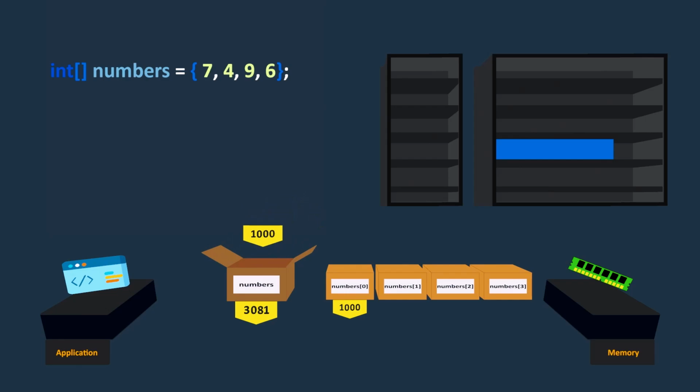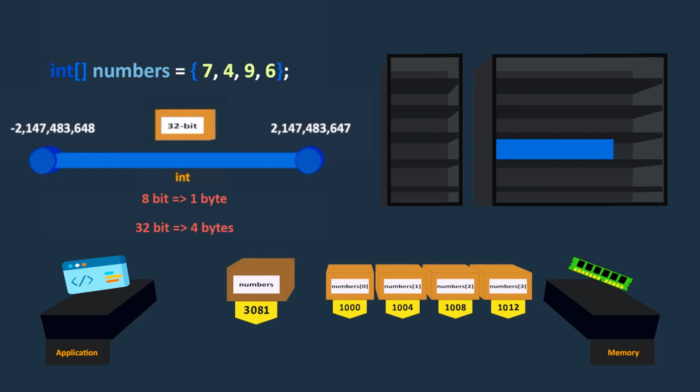In this example, the array starts at memory address 1000, so the numbers variable points to this location. Each element takes up 4 bytes of memory, because in C# the size of int is 4 bytes. Therefore, the second element in the array, which has index of 1, is stored at memory address 1004, which is 4 bytes higher than the first element. This pattern continues until all elements have been stored.